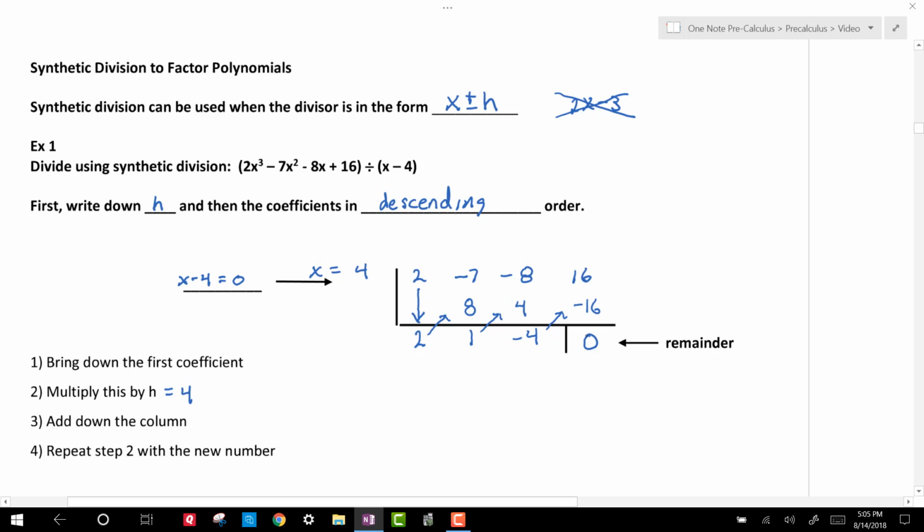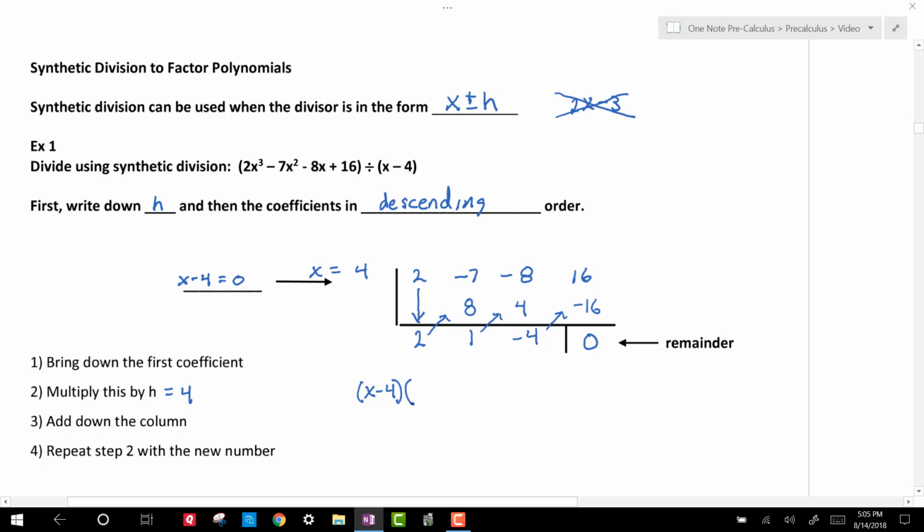So just like when we wrote them out yesterday with the factor and the answer, we're going to do the same thing here. What we're saying is that the polynomial 2x cubed minus 7x squared minus 8x plus 16 is divisible by x minus 4. Therefore, x minus 4 is a factor, okay?